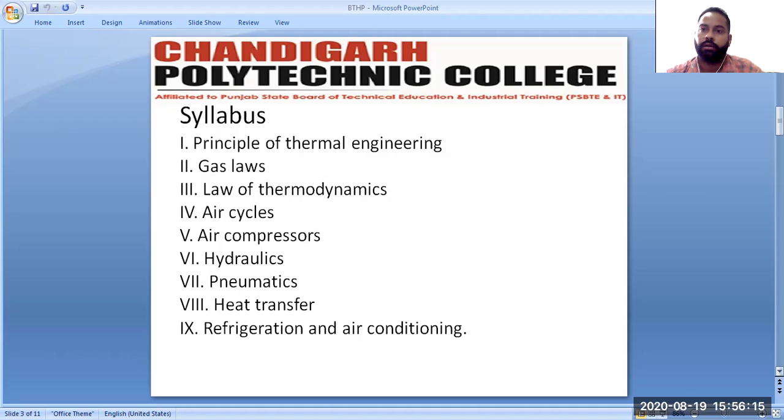In the fifth chapter, which is based on air compressors, the student will learn reciprocating air compressor, centrifugal compressor, working of single stage and double stage compressor and their application, rotary air compressor, working of fan, blower, booster, and supercharger.